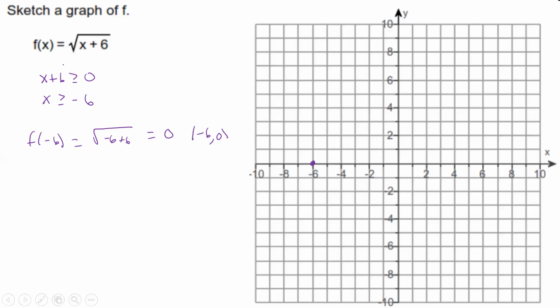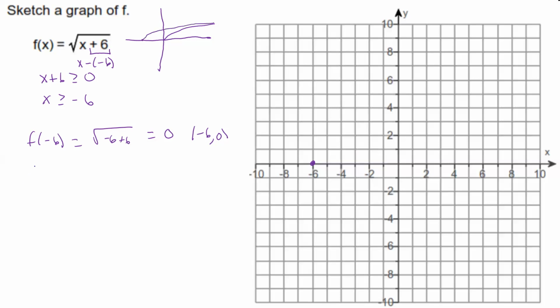Now, we can do this two ways. We can plug in some more points, or we can think about what does the square root function look like originally? Well, the original square root function looks something like that. Again, just in a general form. And then when we have this plus 6, what does that mean? Well, that means we're going to have x minus a negative 6. So we're going to go left 6 points. So we'll start over here at negative 6. Well, that's that point we just found. And it's going to do the same kind of thing. It's going to be going like that. And so really that's what it's going to look like.